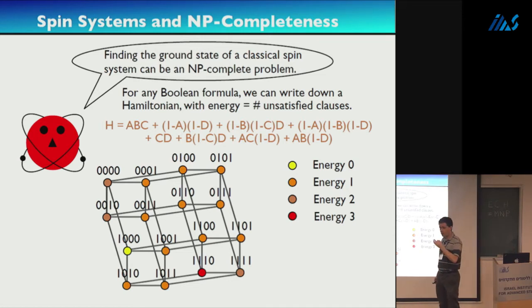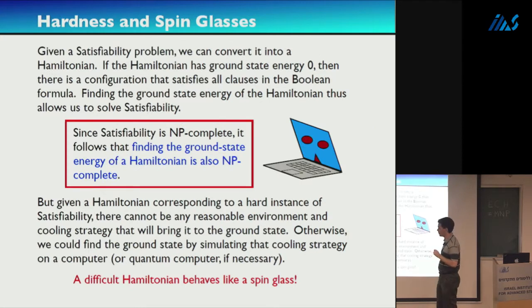And when the formula cannot be satisfied, then that means that any way we assign variables, which means any way we arrange the spins, there's always going to be at least one clause that's not satisfied. And therefore, the ground state energy of this Hamiltonian has to be at least 1. It might be higher. Okay? So this is a way we can convert any satisfiability formula into a Hamiltonian problem.